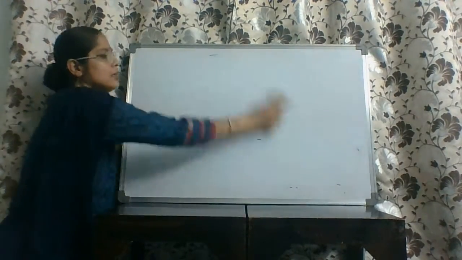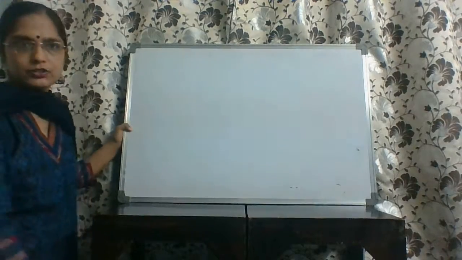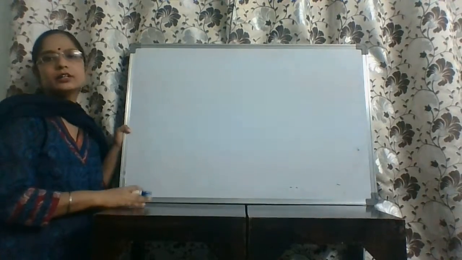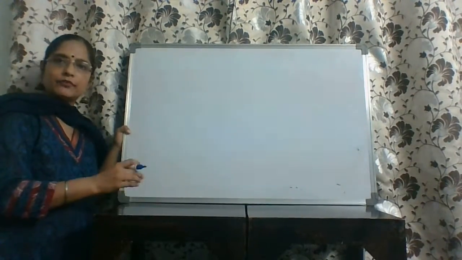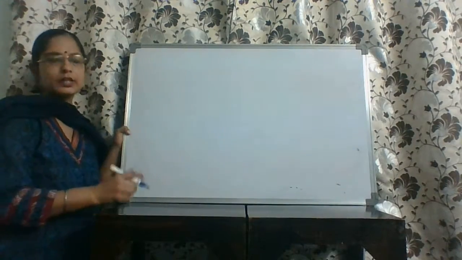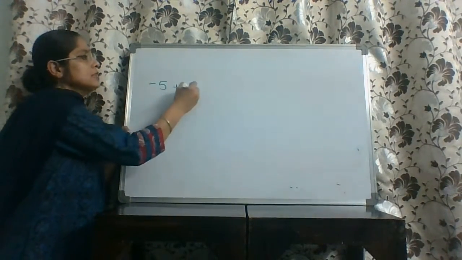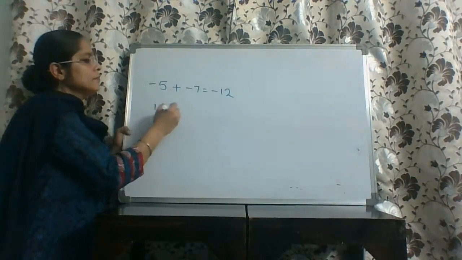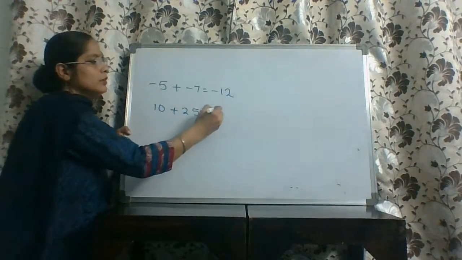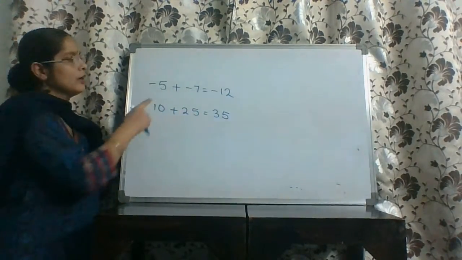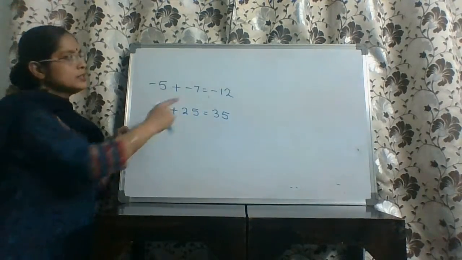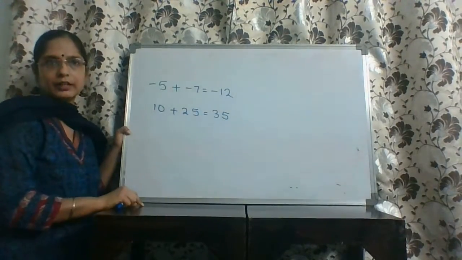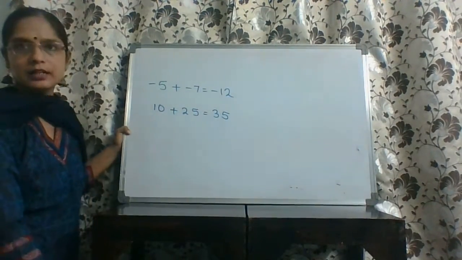Now let us discuss rules for addition of integers. The first rule is whenever we add two integers of the same sign, we get the answer in the same sign. For example, -5 plus -7 equal to -12. 10 plus 25 equal to 35. What do we conclude? Whenever we add two negative integers, we get a negative integer as the answer. Whenever we add two positive integers, we get a positive integer as the answer.